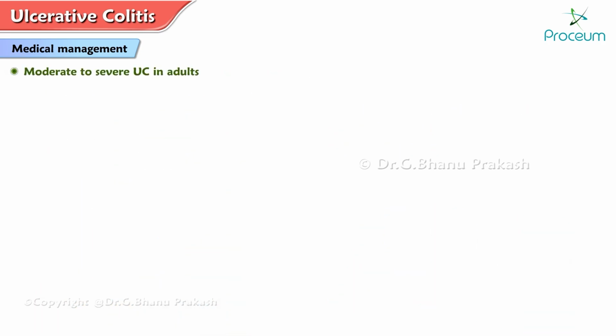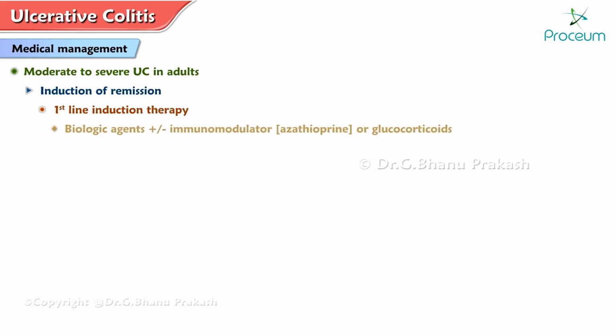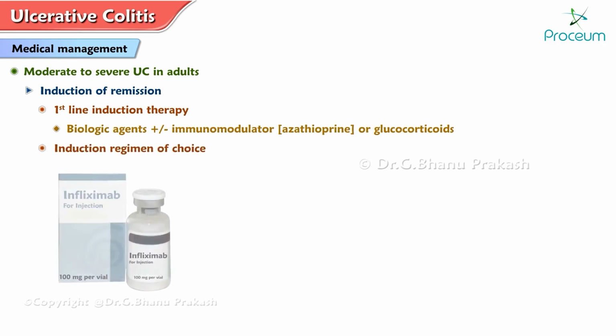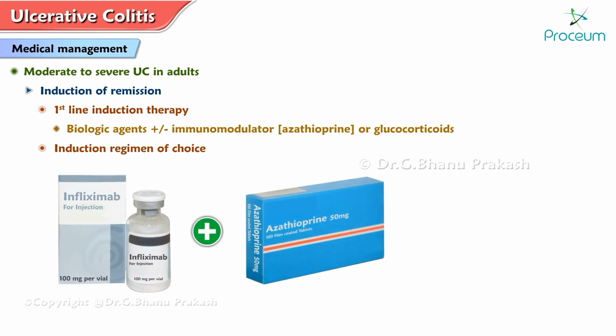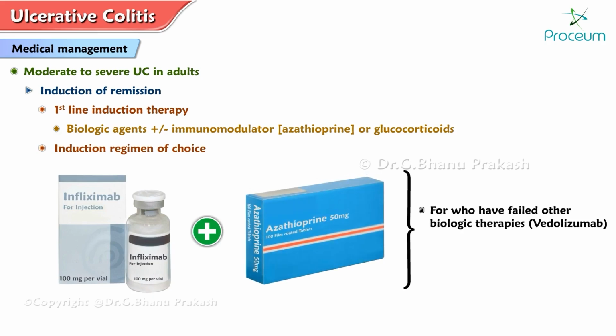Management of moderate to severe ulcerative colitis in adults. Induction of remission. For the patient with moderate to severe ulcerative colitis, first-line induction therapy options include biologic agents with or without an immunomodulator, for example, azathioprine or glucocorticoids. Induction regimen of choice is infliximab combined with azathioprine for most patients who have failed other biologic therapies, for example, vedolizumab, who are not compliant with self-injections, for example, adalimumab.